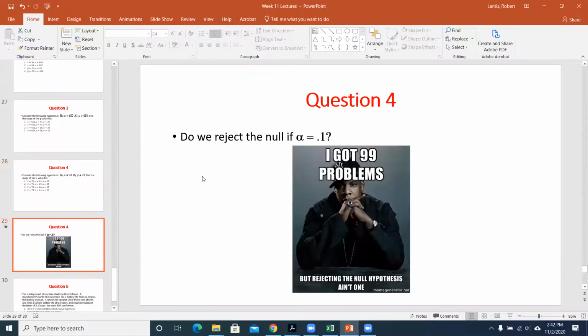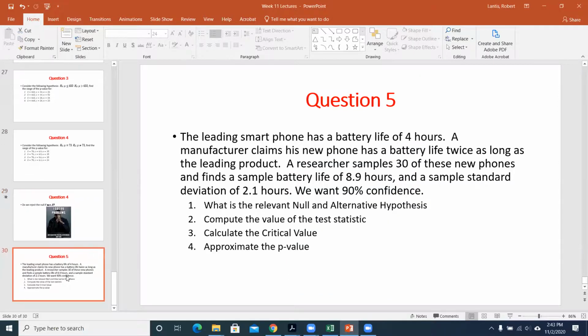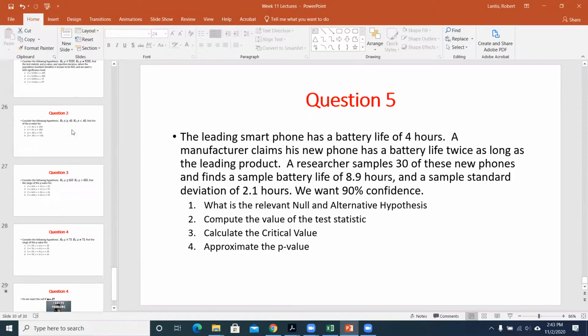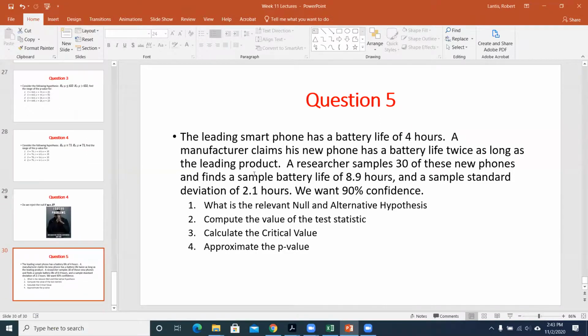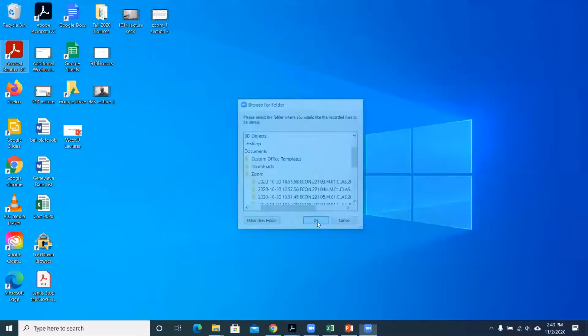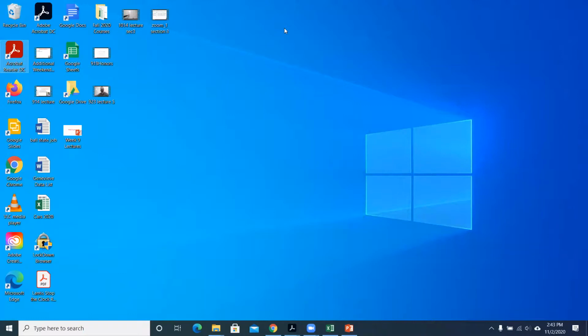And then this is a great, so I got 99 problems but rejected the null hypothesis in one. So this is a great stats meme. We'll work through question 5, I think, instead of doing 3 and 1 next class. This will look more similar to the short answer questions, the two short answer questions that you're going to see on the exam. So we'll look at that on Wednesday. Before we go today, well, that's my last recorded lecture.